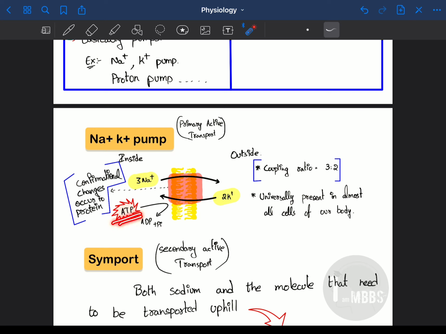With the help of ATP as energy, which is broken down into ADP and Pi, the 3 Na+ ions and 2 K+ ions first attach to the transfer protein, and then conformational changes occur to the transfer protein, and then 3 Na+ ions are released outside and 2 K+ ions are released inward. This is present in almost all the cells of our body.